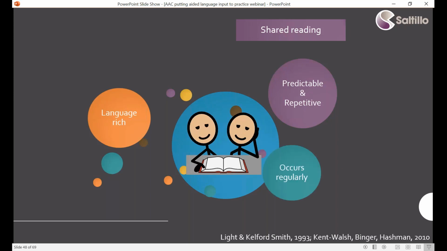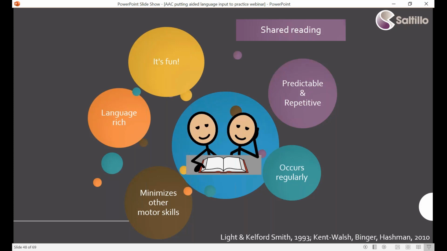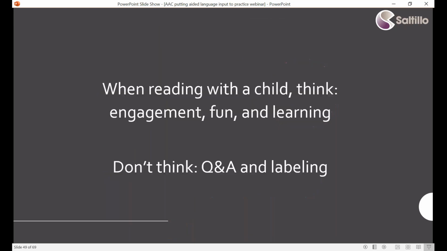Reading tends to occur regularly, both at home and at school. What I like best about shared reading is that it minimizes other motor skills. So instead of having to worry about all these manipulatives and then the system and then you and the person, you can sit down together, read a book, and have your device there as well, and you're not having to coordinate so many things motorically. And of course, reading is fun. Books can take us to a new adventure every time we go there.